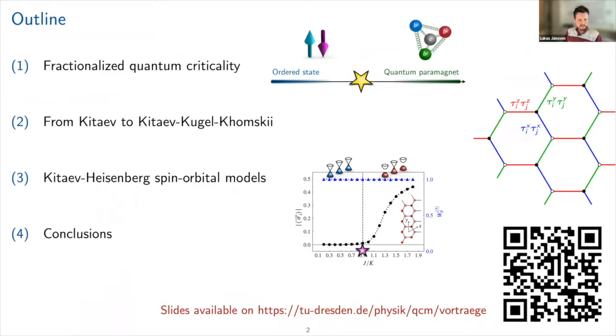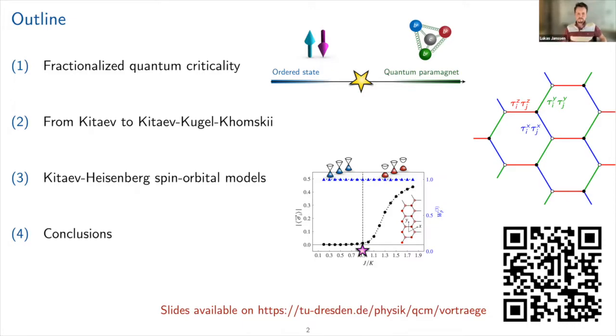This is the outline of this talk. I will start by reviewing the concept of fractionalized versus conventional quantum criticality. Then I'll introduce a class of microscopic models that feature such fractionalized quantum critical points, as generalizations of the spin-1/2 Kitaev honeycomb model. These generalizations can be understood as spin-orbital models, or so-called Kugel-Khomskii type models. I will then argue in a third step that these Kitaev-Kugel-Khomskii models, when adding other perturbations such as Heisenberg perturbations, will host fermionic versions of fractionalized quantum critical points. And then I'll conclude.